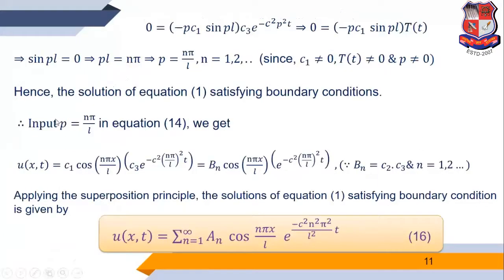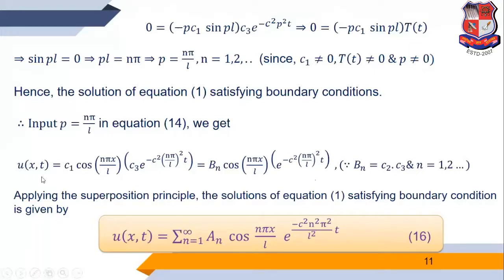So we get u(x,t) is equal to C1 cos n pi by L into x c3 e raised to minus c square n square pi square by L square into t. Now c1 and c3 are constants, we consider bn. So bn cos n pi by L into x e raised to minus c square n square pi square by L square into t.